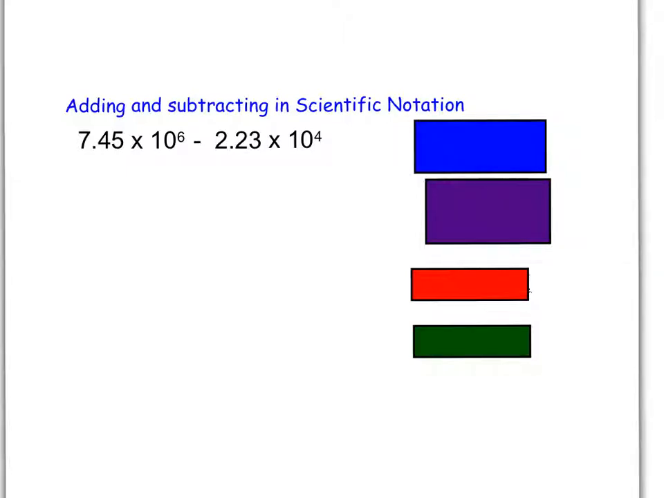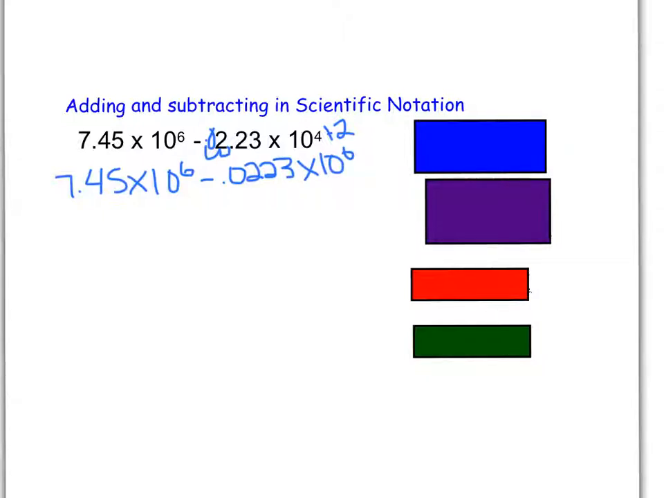So now we are going to do an example. As you can see, there's 10 to the 6th and 10 to the 4th. 4 is smaller, so you're going to have to add 2 and make this decimal smaller by 2. Add the decimal point in. Now you're going to set it up as 7.45 times 10 to the 6th minus 0.0223 times 10 to the 6th.